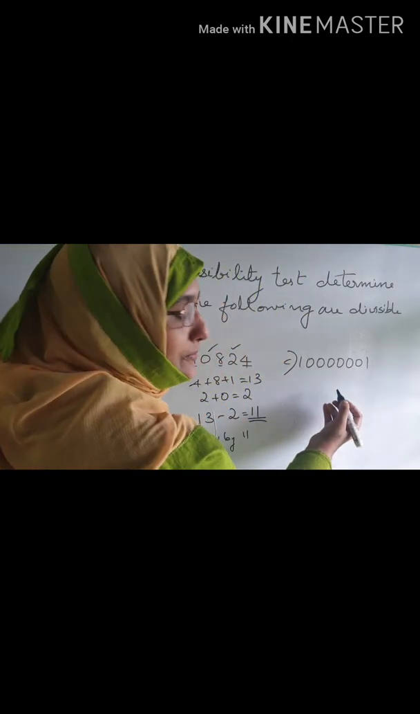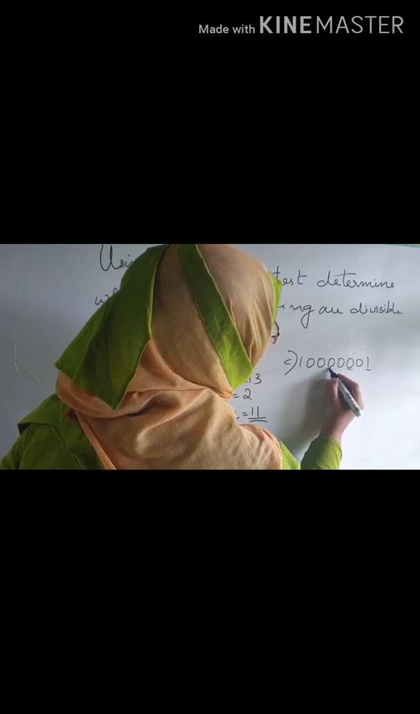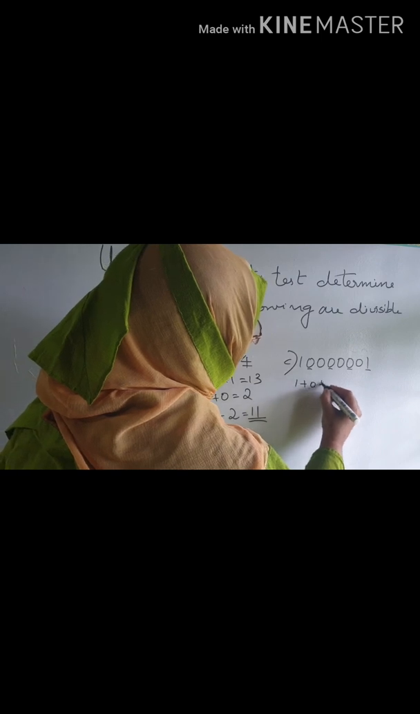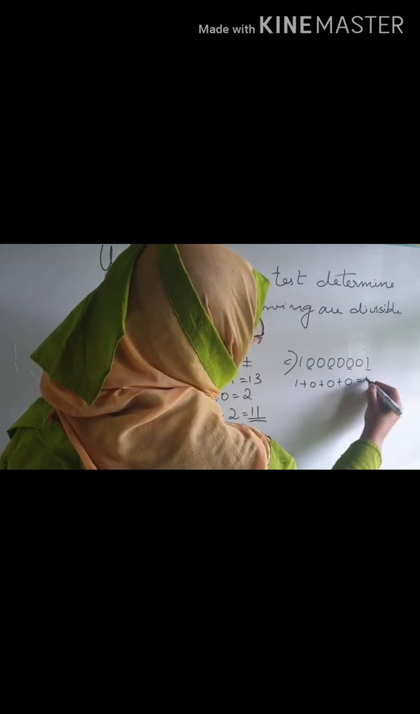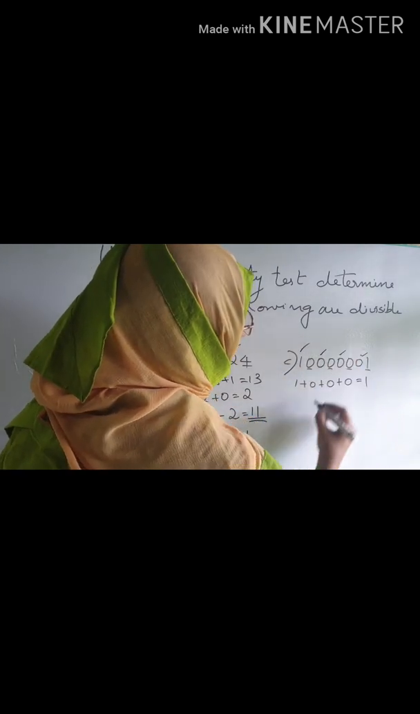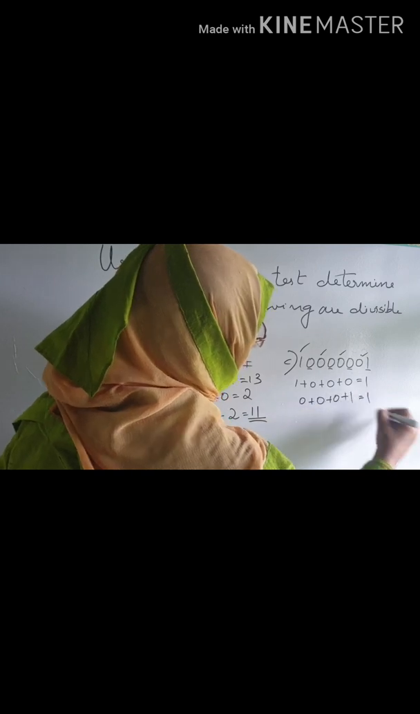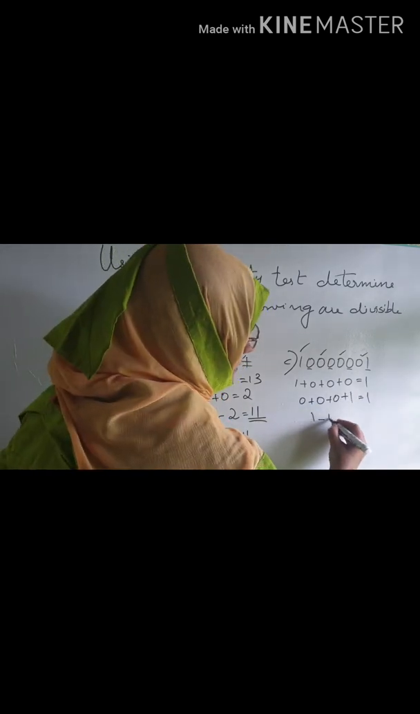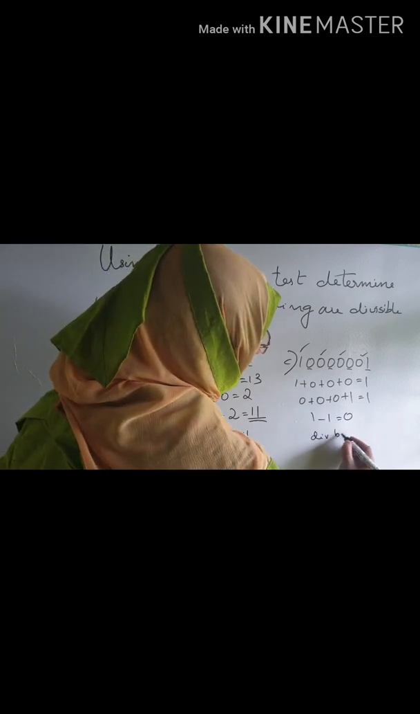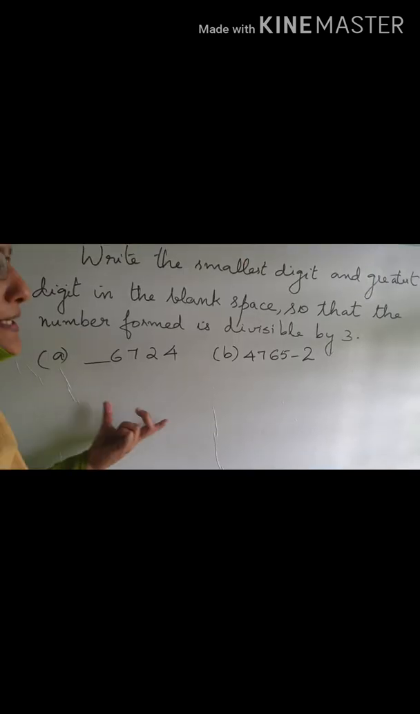It's a bigger number, so how many zeros are there? Start from the right side, 1, 2, 3. You take the alternate numbers: 1 plus 0 plus 0 plus 0, that is 1. Take the other ones: 0, 0, 0, 1, so 0 plus 0 plus 0 plus 1, again 1. 1 minus 1 is 0. So it is divisible by 11. Okay.